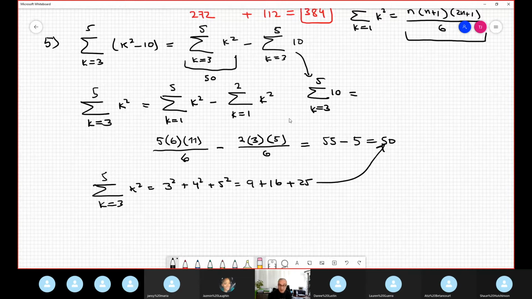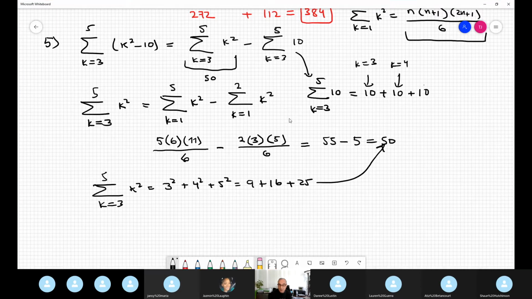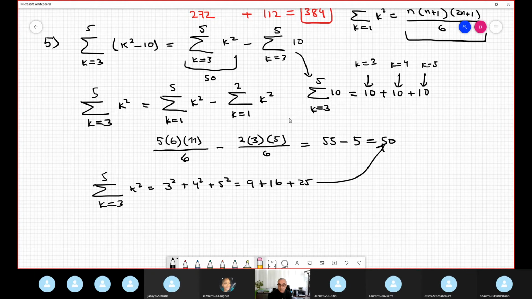That is, it's 10 plus 10 plus 10. This first 10 is for k equal 3, this second 10 is k equal 4, and this is k equal 5. It's the upper bound, and it's the lower bound. Between 3 and 5, count both endpoints. We have 3 elements, no?